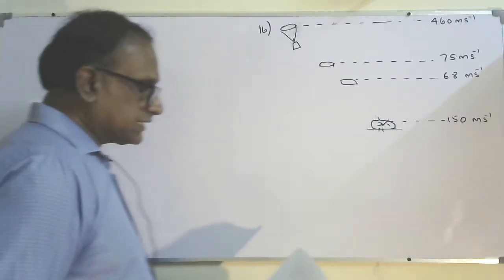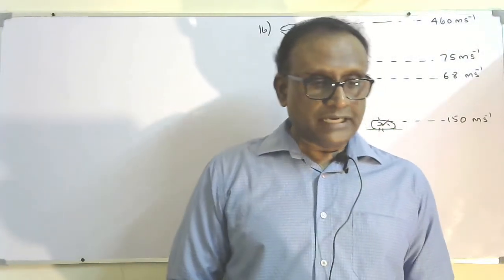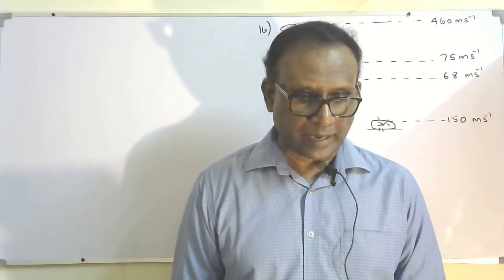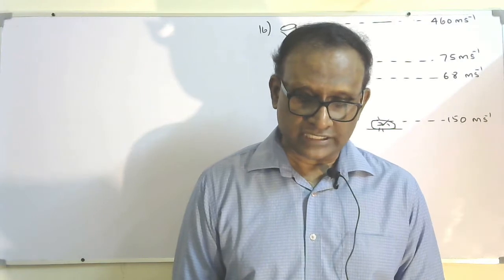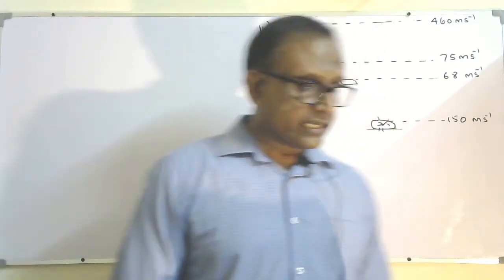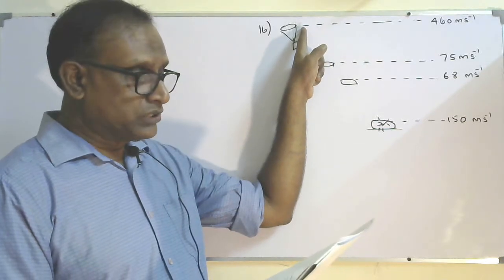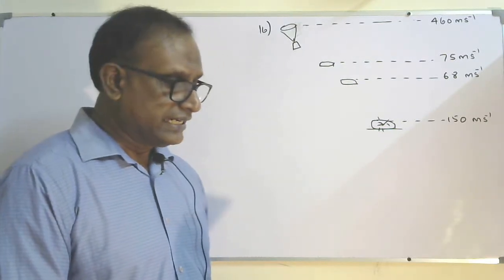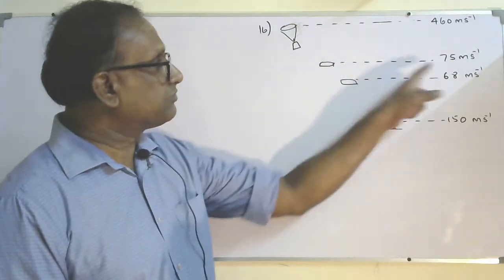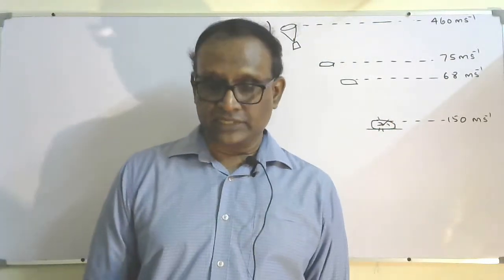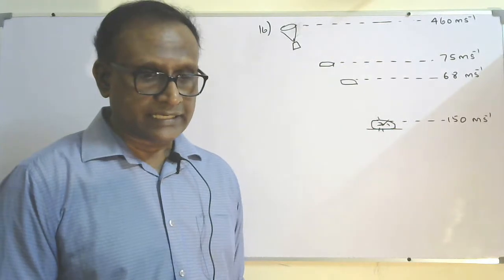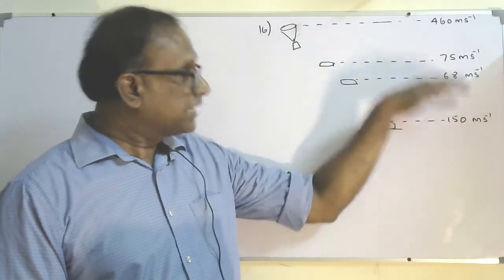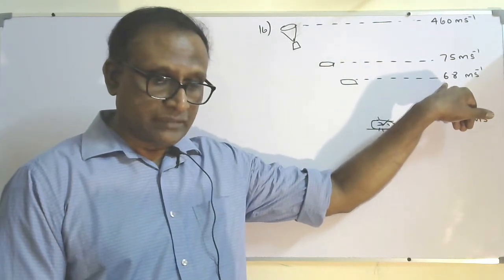Okay, so it's an interesting question. In 2016, the European Space Agency sent a probe to Mars. As the probe approached the surface of Mars with a vertical component of velocity of 460 meter per second, there is a parachute. The parachute was opened to reduce the speed of the probe. Once the vertical velocity of the probe had reduced to 75 meter per second, so you know there is atmosphere, so it's dropping to 75 meter per second, the parachute is removed. Then there's a small motion which reduces the speed further to 68 meter per second.